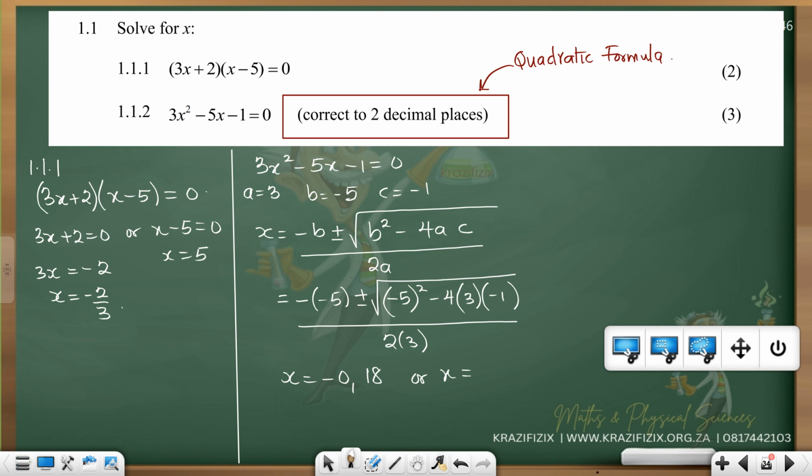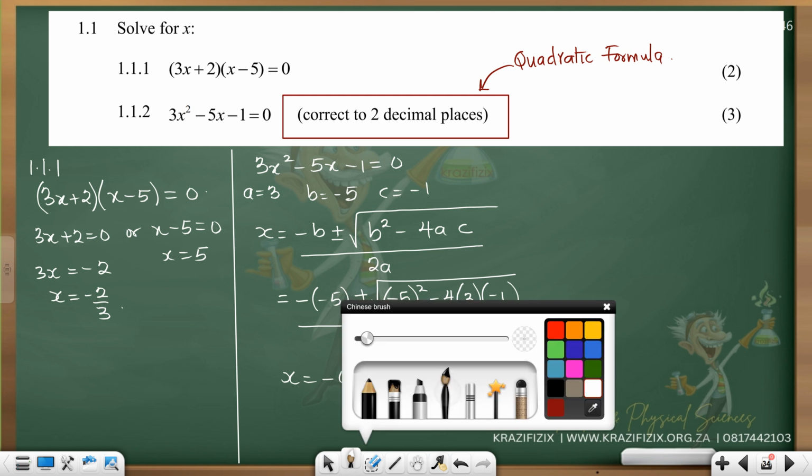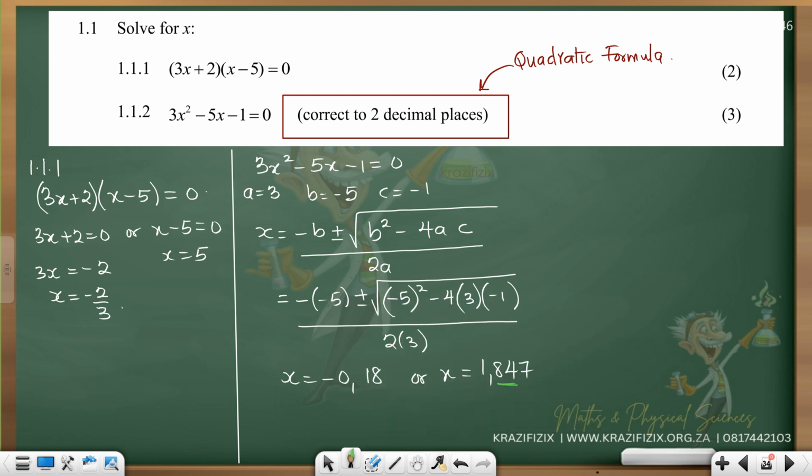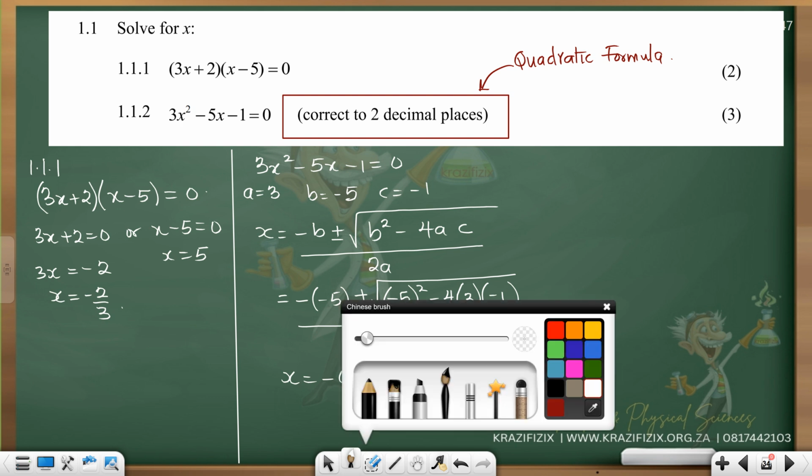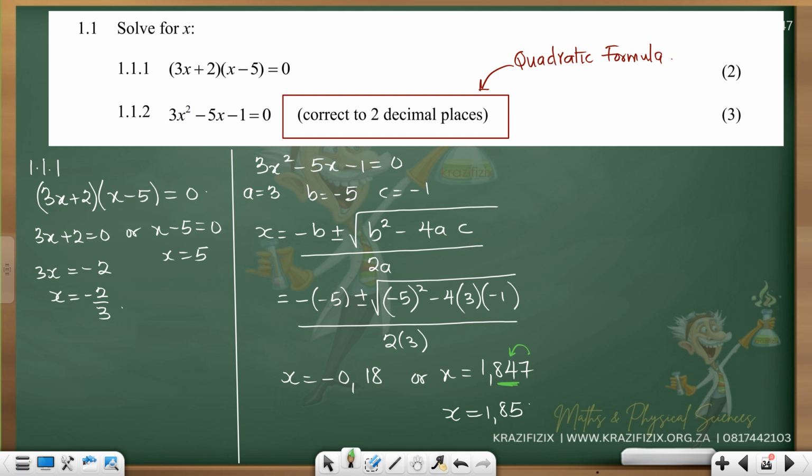That answer was what? 1.847. Now, please take note. The examiner said to 2 decimal places. I am going to come here and count 2 decimals. But the third digit is greater than 4. You see, if it is 5, 6, 7, 8, 9, what happens? We change that to 1 and add it to this. So my correct answer will be x equals 1.85. Guys, you will be penalized for not rounding off correctly.